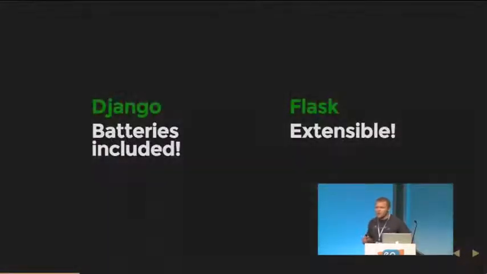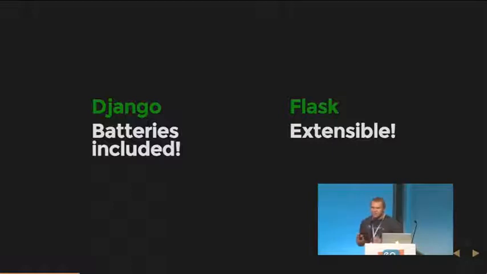On one side, you have Django, which says batteries included. Everything you want to do when you're creating a web application, you should be able to do with the core framework itself. On the other end of the spectrum is Flask, which says let's have a small core and a lot of extensibility. Make it really easy to add extensions to the framework itself.